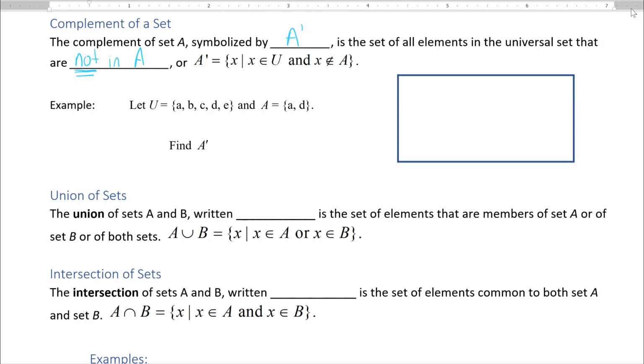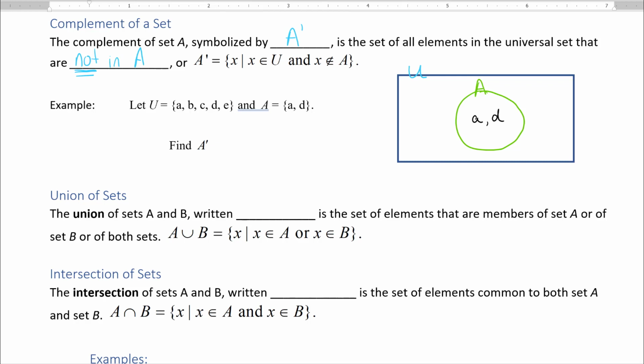So, for example, if we say let U equal the set A, B, C, D, and E, and A is the set of a and d, find A complement. What I'm going to do is have a box over here, and that represents U. Then I'm going to put a circle inside, and we're going to call that A. The elements that belong in set A would be the lowercase a and the lowercase d. Now, all of the elements of U, A, B, C, D, and E, all have to belong in our picture. So they either have to be in A or not in A.